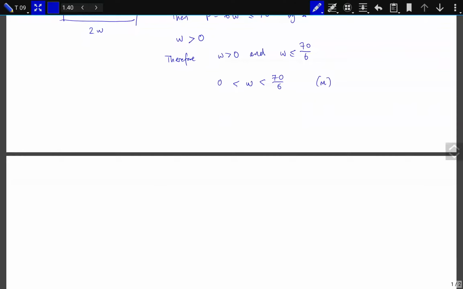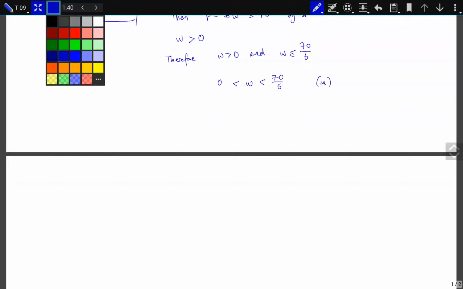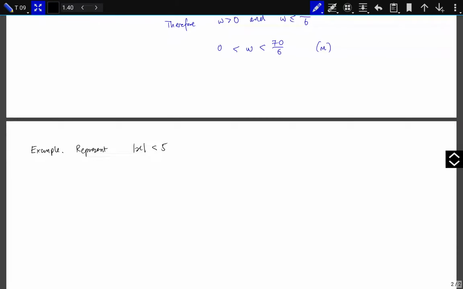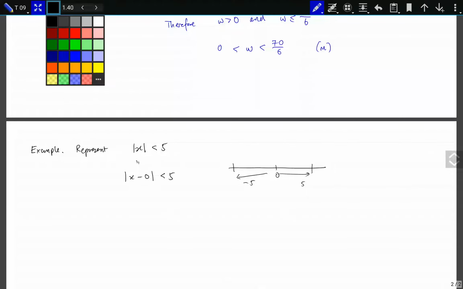So let's do another example of inequalities with absolute values, and bring back the notion of polar coordinates or size. So let's represent size of x as less than 5. The way we should think about this is that the distance of x from 0 is less than 5. On our picture, what we want is there's 0, there's 5 one way, there's 5 the other way, and x should be in this range.